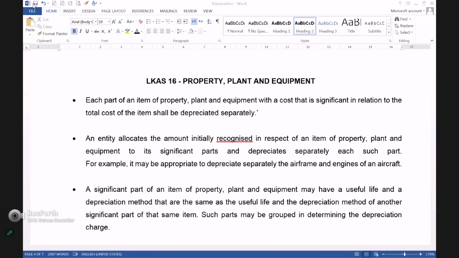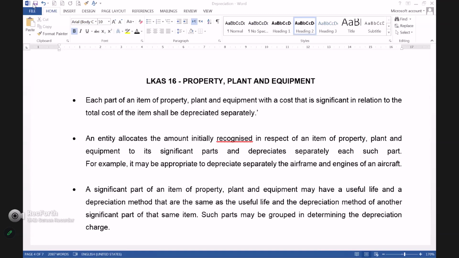For example, LKS 1 says about the presentation of the financial statement, how you can present the financial statement. Some accounting standards say recognition of revenue. So each and everything is explained by the standards. Like that, LKS 16 talks about property, plant and equipment.